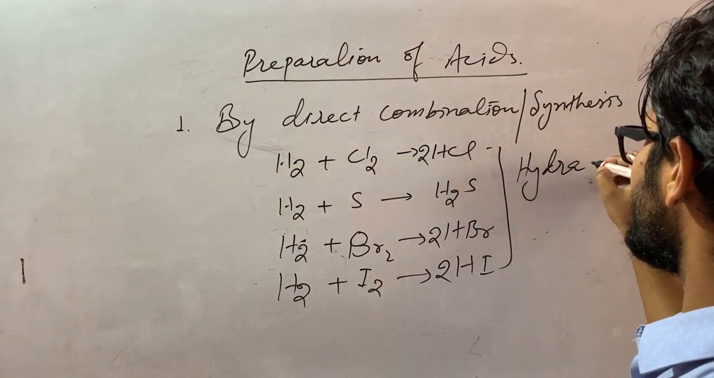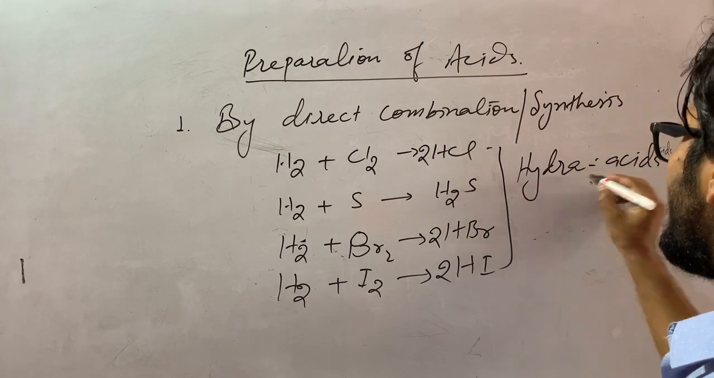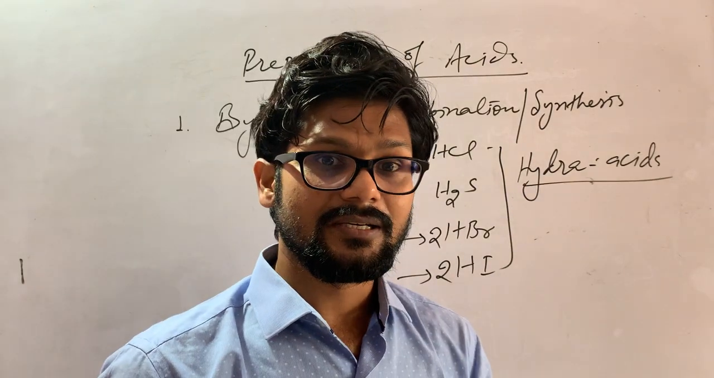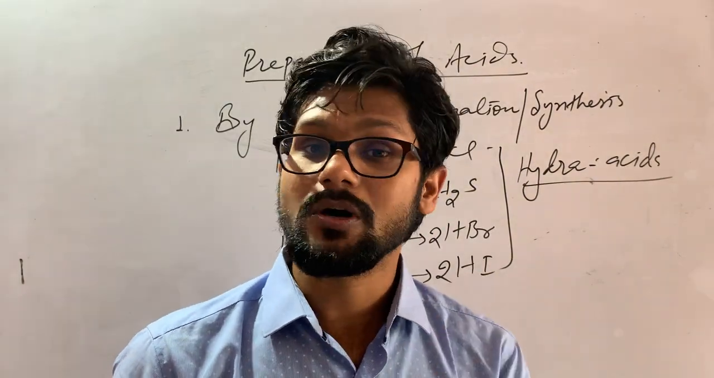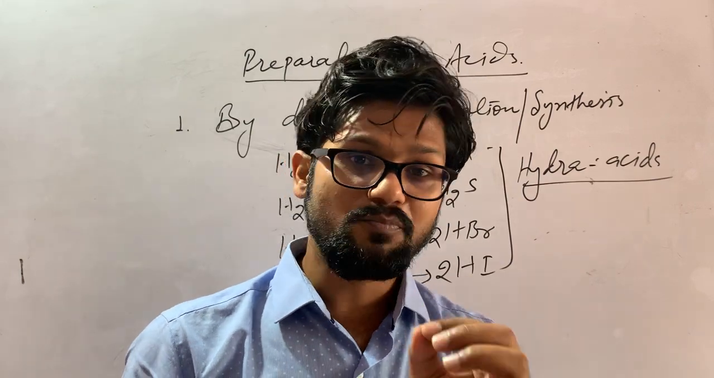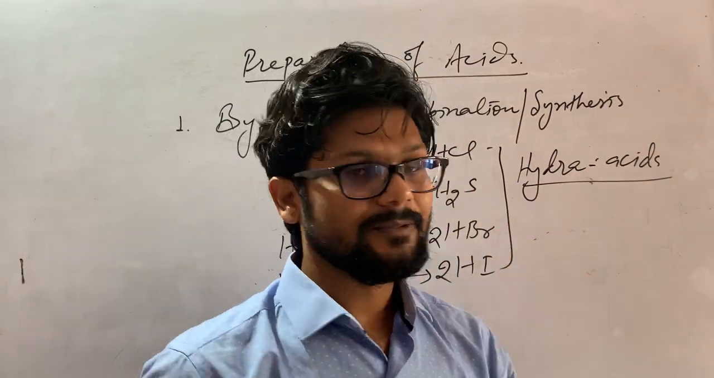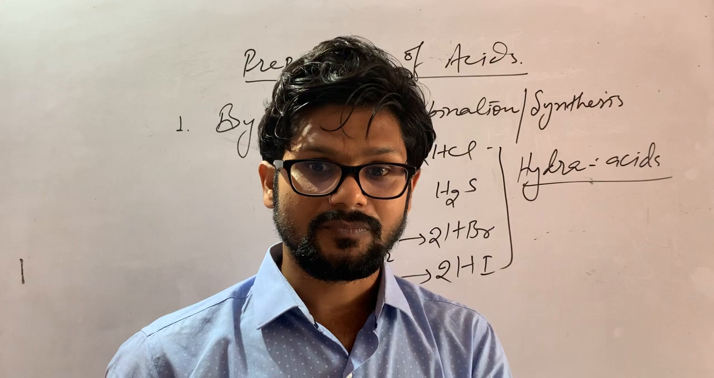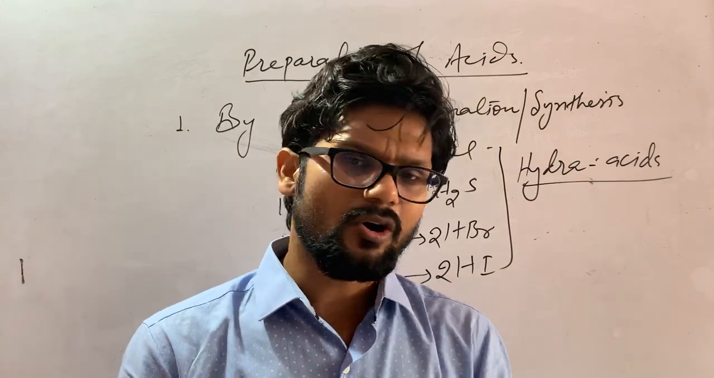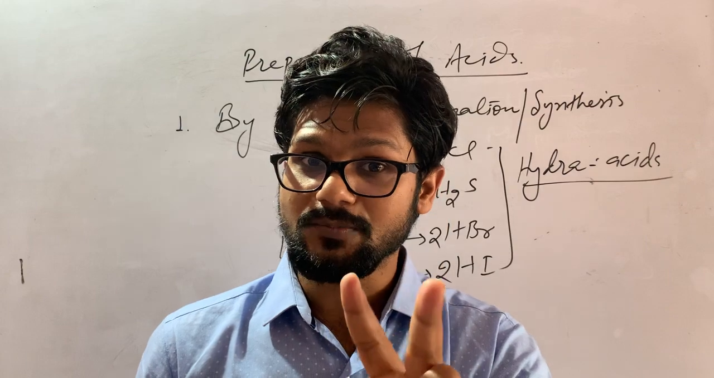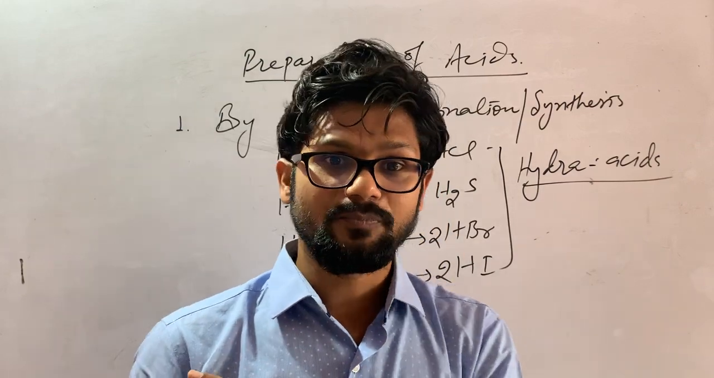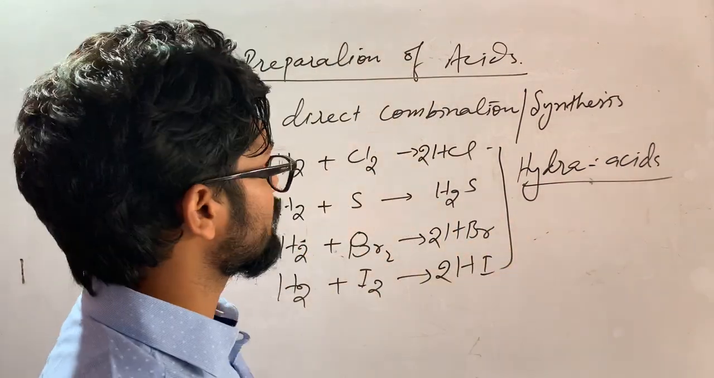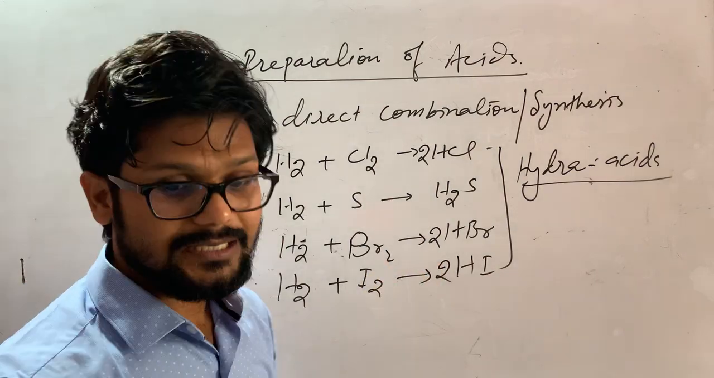So a question can come: give an example of hydric acid. So what is hydric acid? Hydric acid is the acid which contains hydrogen but does not contain oxygen. This is the important line of this method. It does not contain an oxygen atom. Other than oxygen, it can contain all kinds of atoms, but it contains only two atoms. You must remember, it contains two elements. That's why it is also called binary acid. So this is the first method by which we can prepare acid.